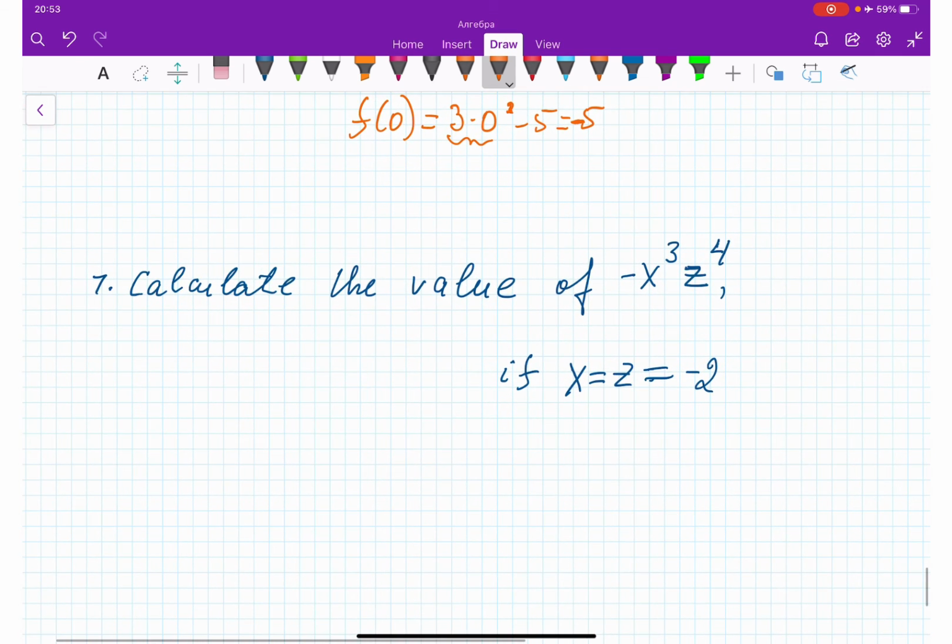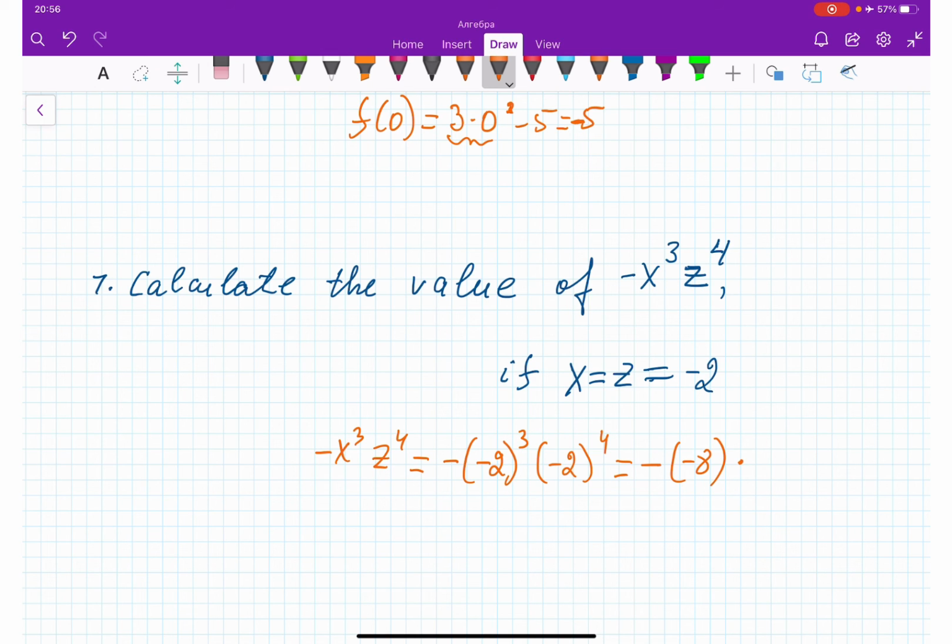And lastly, calculate the value of negative x cubed times z to the power 4. So negative x cubed z to the power 4 is equal to negative 2 cubed times negative 2 to the power 4. Negative 2 cubed is negative 8, and negative 2 to the power 4 is 16, right? So it's going to be equal to negative 108, which is equal to positive 108.